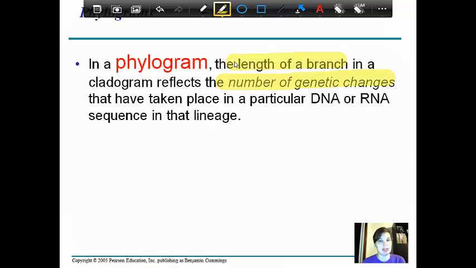And obviously, the longer amount of time that an organism has been around, the more genetic changes it could have collected. So in a way that kind of shows time, but again, it doesn't say exactly how many million years ago. So a phylogram is a type of phylogenetic tree in which the branch length indicates the number of genetic changes that have taken place.